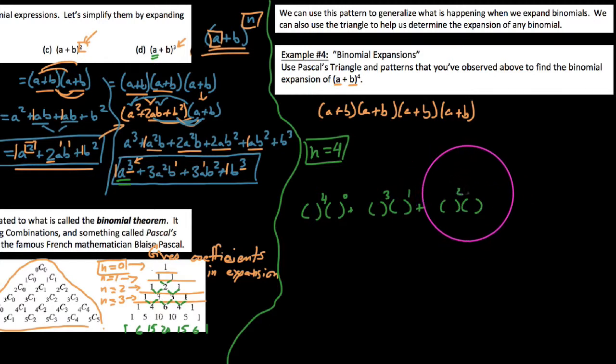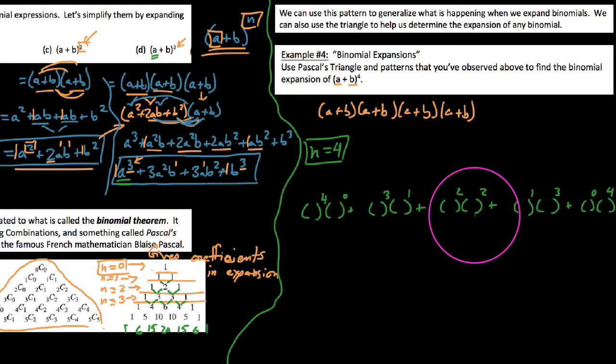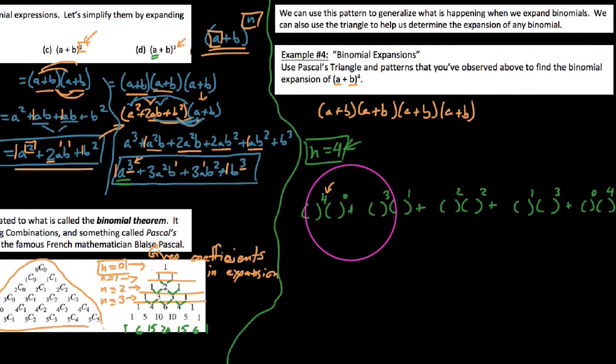When we expand this again, we're going to get squared, squared. When we expand this again, we're going to get first, third, and then last but not least, over here, we get none of these and 4 of these. So the first pattern that we always observe is this: whatever the power is here, we start with our first term getting all of that power and the second term getting none of it, and then it's just a constant trade-off as we go from left to right. 3, 1, 2, 2, 1, 3, 0, 4.